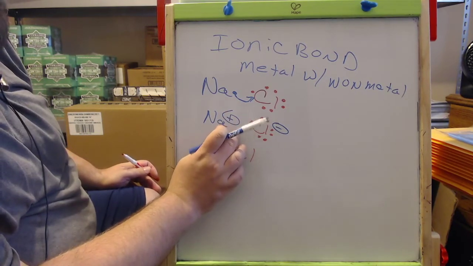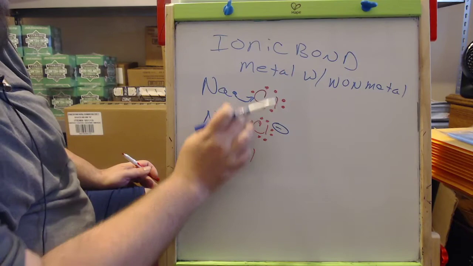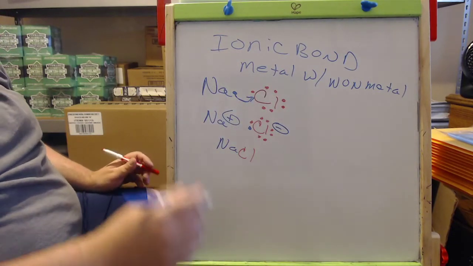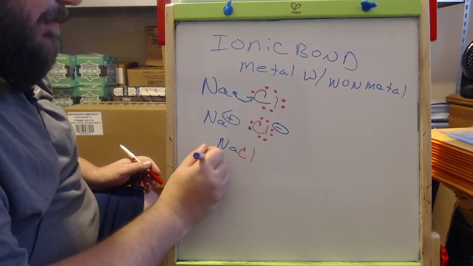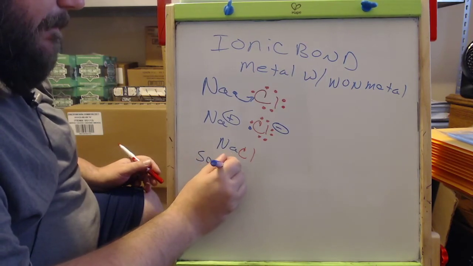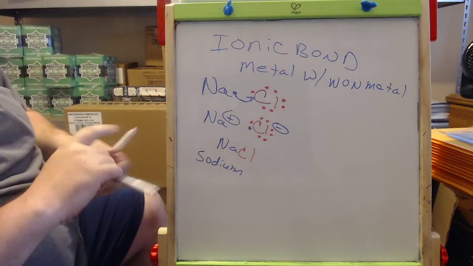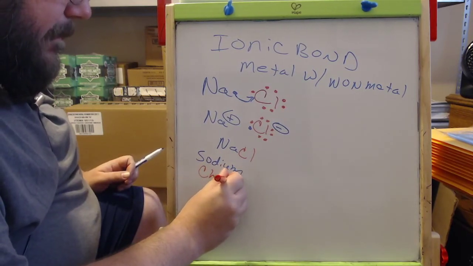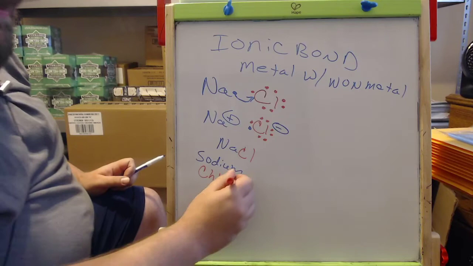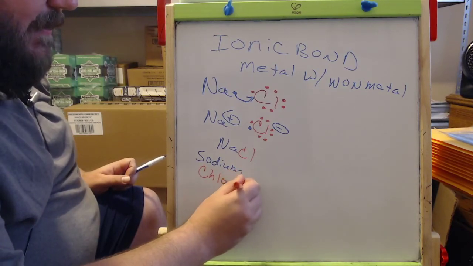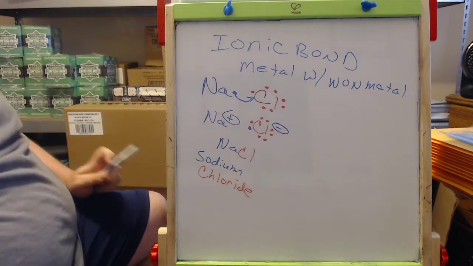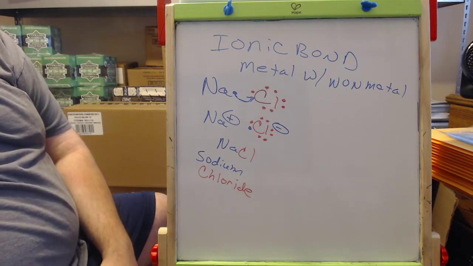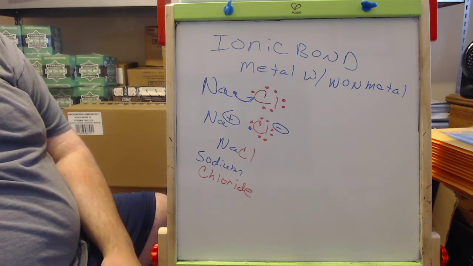Then, okay, you always draw from the electrons to where they're going. How do I name it? Take the name of the metal, sodium. Take the root of the nonmetal, chlor, and then add IDE, sodium chloride. Okay.